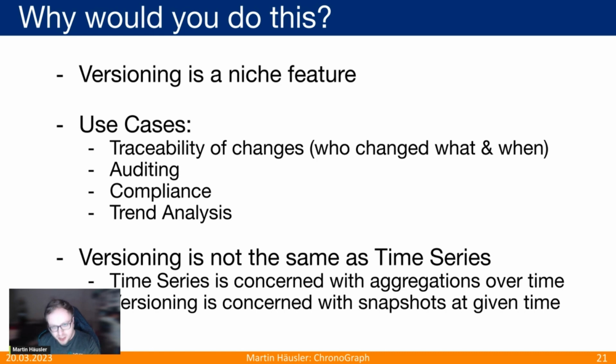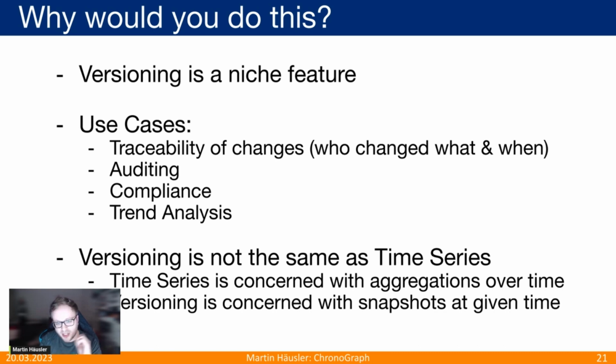Versioning is a niche feature, I will admit that, but when you need it, you really need it, and you really can't do without. Use cases include traceability of changes, so who changed what and when, down to the very minute details. For auditing purposes, for compliance, when the law states that you have to provide this data, you cannot avoid it. There are regulated environments where this is the case. And you can also do fancy stuff like trend analysis. So you can observe, okay, how did my graph evolve over time? And then you can try to make a prediction how it's going to continue its evolution.